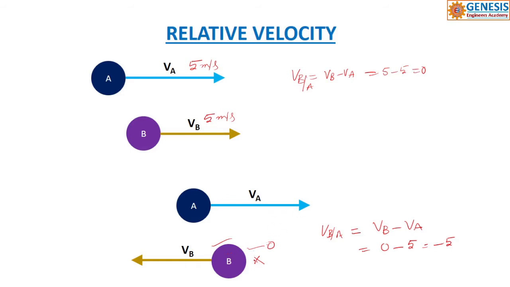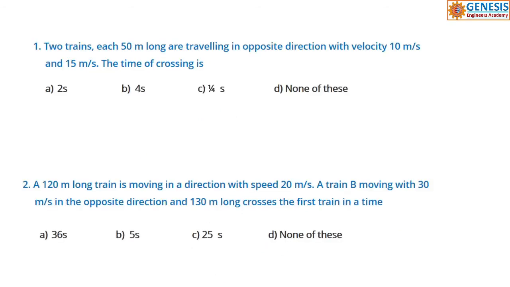Opposite sense of that one, that is the minus of this one. Actually the other train is moving, but you are in a stationary train, yet your train appears to be moving with that velocity. That is the meaning of that. Okay, so with that, now I will move on to the actual problems. Two trains, each 50 meters long, are traveling in opposite directions with velocities 10 meters per second and 15 meters per second.